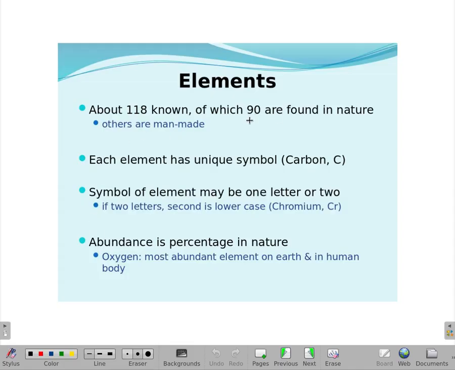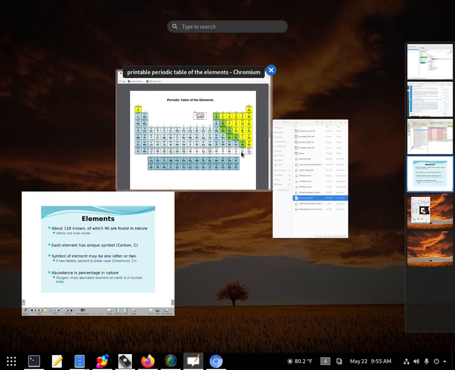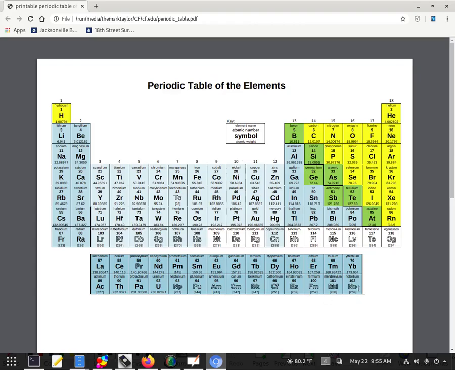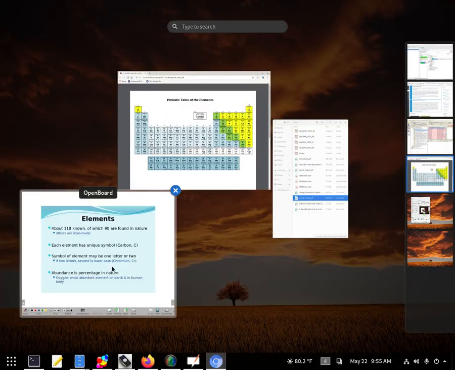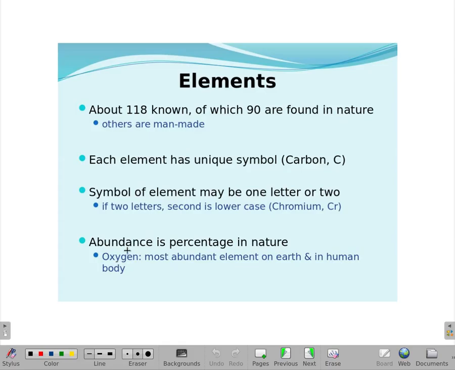Now, our slide talked about the 90 found in nature. The ones that are not found in nature on the periodic table are actually hollowed out. They are just the outlines of the letters. And it really is everything from 93 on up, and then number 59 and number 43 right in the middle of the periodic table. And we'll be going back to the periodic table a bit.